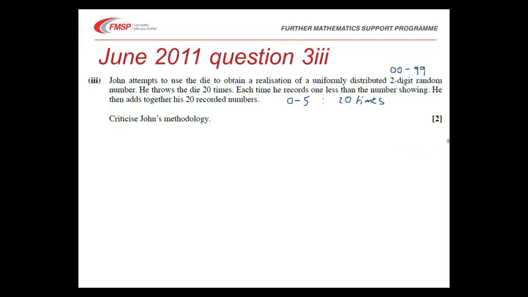100. So immediately then I can spot the first flaw, and it's this 2 here is going to suggest that there's 2 problems with what John's doing. So if I roll 5 20 times, that would give me 100, and that's not a 2-digit random number.